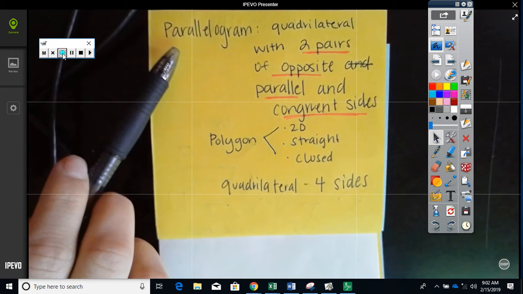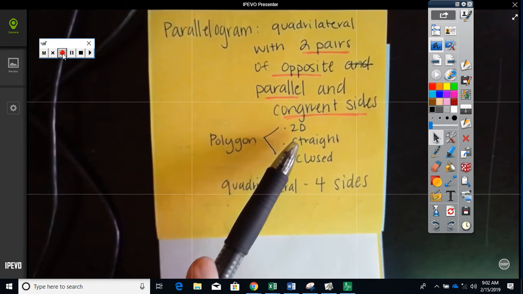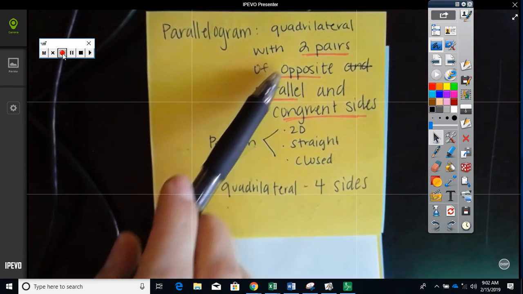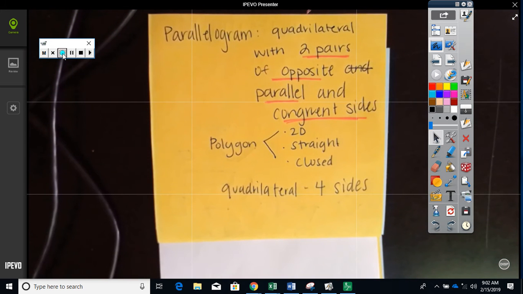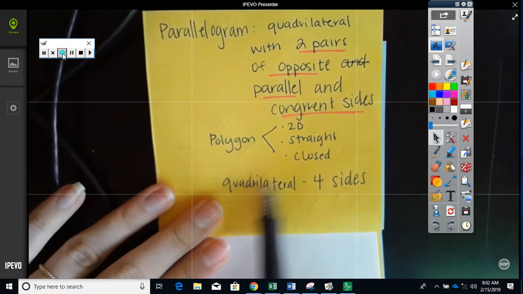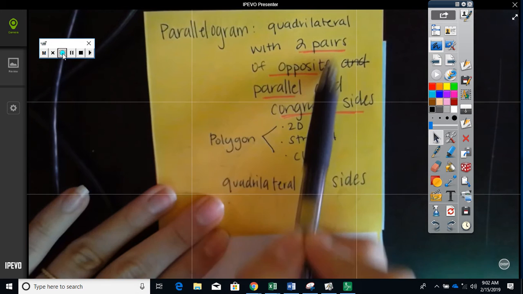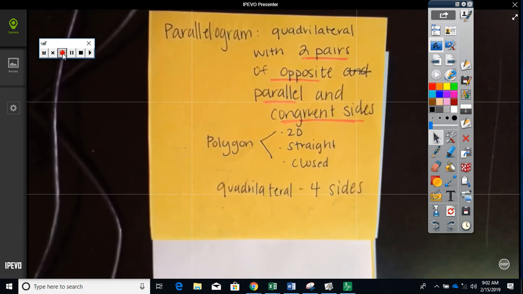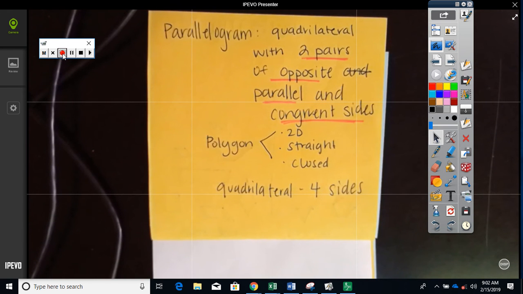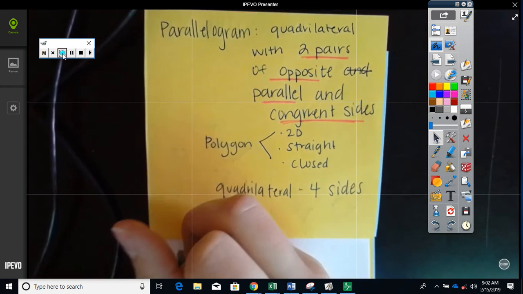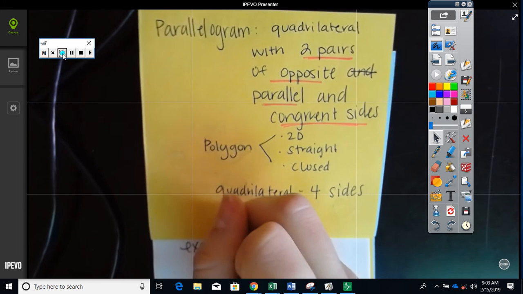A parallelogram has everything here. It has to be 2D, closed, straight, four sides, two pairs of opposite, parallel, and congruent sides. A polygon just has this, a quadrilateral has this and the four sides, and a parallelogram has all of this. Because now you're in high school geometry, you can't just draw a parallelogram how you think it looks. It has to be labeled, and I'll show you what that looks like in just a minute. I'll give everybody a chance, and then we'll talk about the examples and the non-examples.